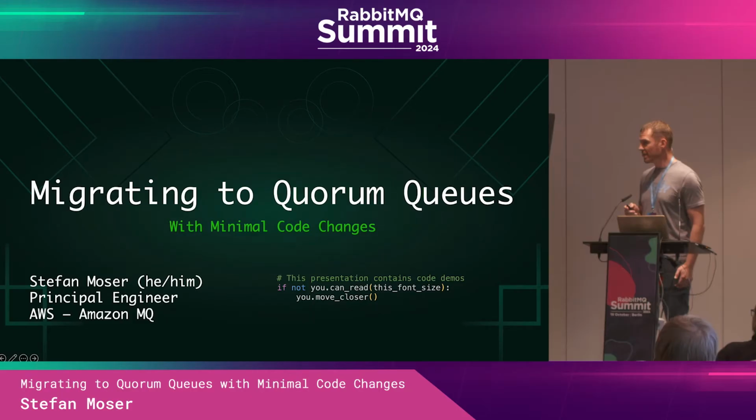My name's Stefan Moser, my pronouns are he, him, and I'm a principal engineer at AWS working on Amazon MQ. One of the things I like best about my job is that I get to talk to a lot of users about how they use RabbitMQ. And when I ask them why they haven't migrated to Quorum queues yet, I get answers like, it's too hard, I'm going to have to change too much code, it's going to take too long. But when I walk them through the steps that are actually needed to get to Quorum queues, they see how much easier it is than they had thought.